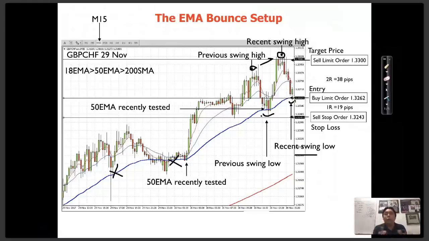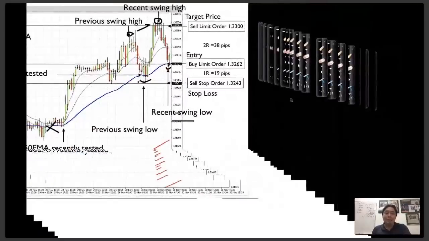So how do I enter? Well, there are a few ways of entering. I'm going to show you the laziest way of doing it, and it's to simply place a buy limit order at the 50 moving average. In this case, my buy limit order is right at the moving average, which is 3262. A limit order means as long as the price reaches 3262 or lower, it will trigger my order. Yeah, that's what I do.